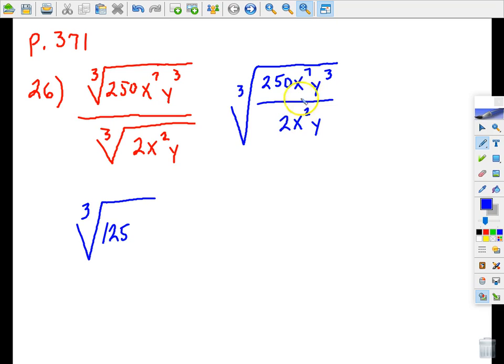And we can reduce or simplify these x's that are being divided because x to the 7th divided by x squared is x to the 5th. And similarly, we can do the y's. Y cubed divided by y is y squared. So what we thought was simplifying the cube root of a fraction, really, when it comes down to it, can be simplified into non-fraction form, which is a lot easier to deal with.